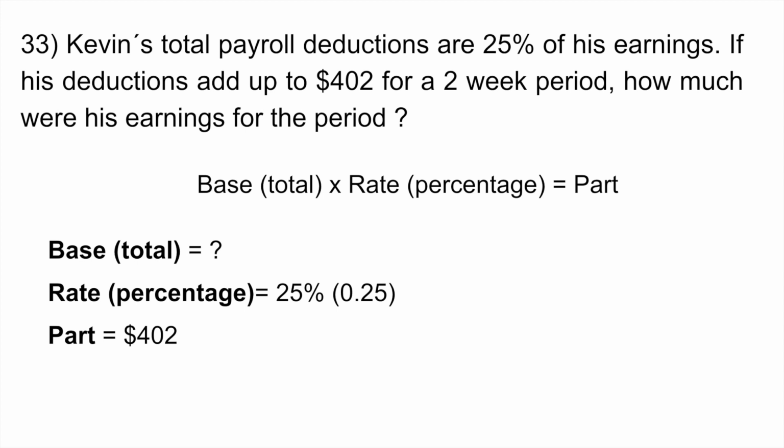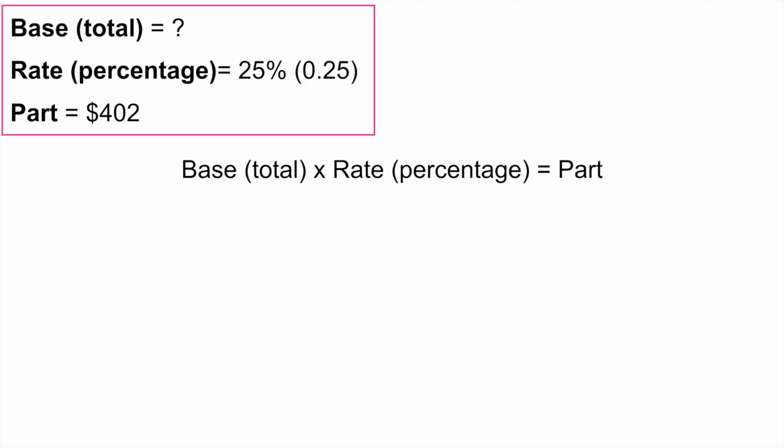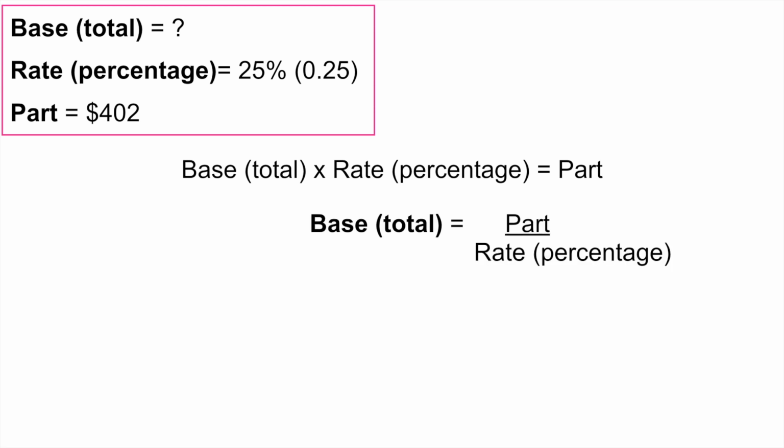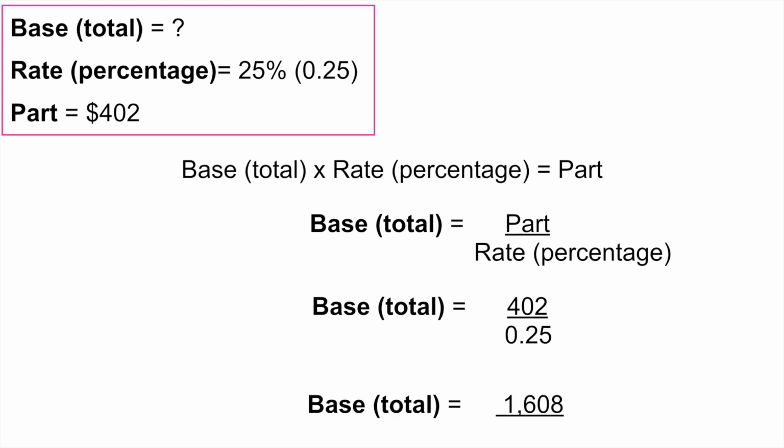So all you have to do is plug these numbers into your equation. And what I'm going to do first is rearrange my formula so it looks like this. Now all I have to do is plug in those numbers. The part, which is the deductions, which were $402, divided by the rate, 0.25. And that gives me the base total, or his total earnings, which were $1,608. Option C.